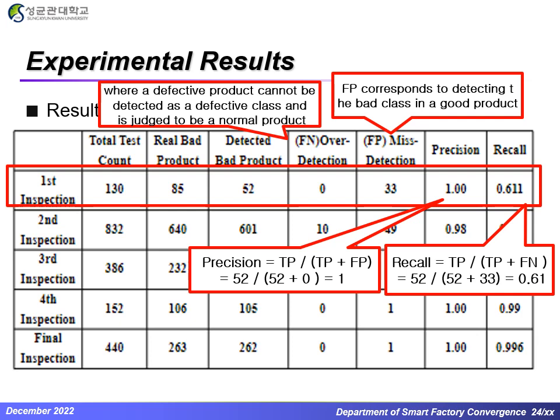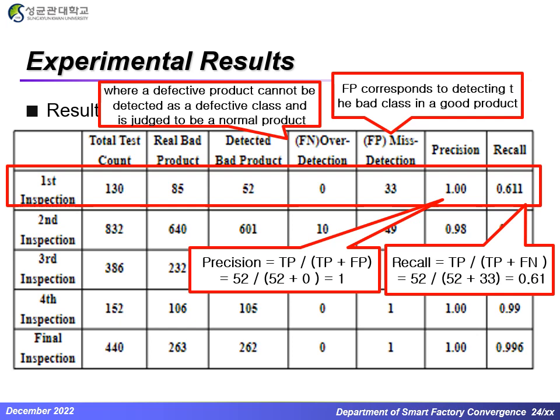Since the bad class was learned in this experiment, FP corresponds to detecting the bad class in a good product. Conversely, FN is a case where a defective product cannot be detected as a defective class and is judged to be a normal product. You should look at the table with this in mind.